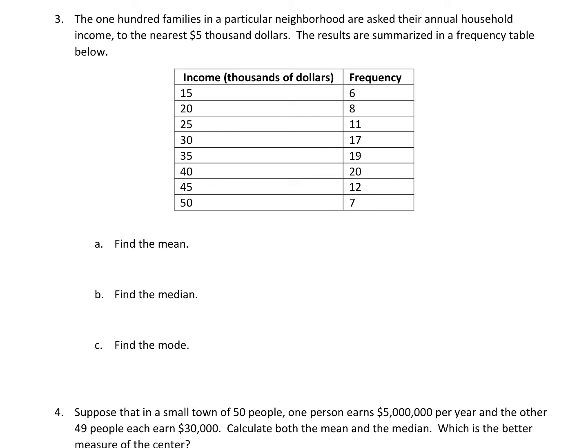So the income in thousands of dollars, this first row means that 6 people reported income of $15,000. So if I was going to list this out, it would be 15,000, then another 15,000, then another 15,000, and I would have to list this out 6 times.